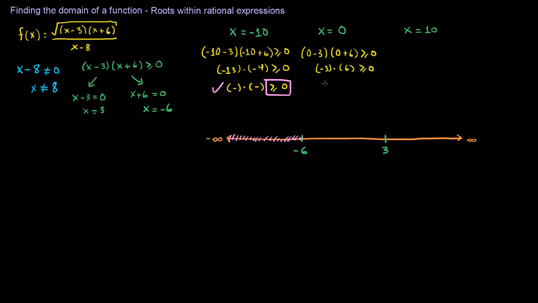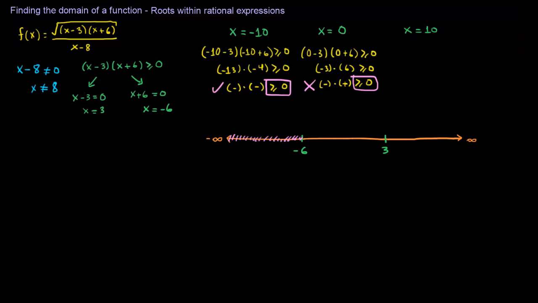Now we just have to pay attention to what the signs are saying. It's a negative times a positive. Is this greater or equal than 0? Well, this will always produce a negative number, so this will fail the greater or equal than 0, and we do not include this interval from negative 6 until 3.